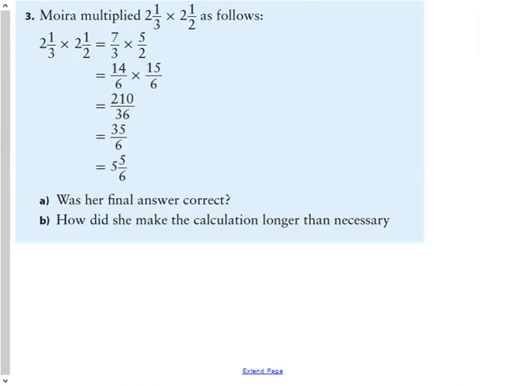Question 3 says, Maura multiplied 2 1/3 by 2.5 as follows. She said, I'm going to change 2 1/3 into 7 over 3. I'm going to change 2.5 to 5 over 2. So far, so good. She did the right things. But here's where things went a little bit askew. She then said, hold on, I'm going to use a common denominator of 6. Now, she doesn't need to do this, but it doesn't really affect the answer. We'll see why in a second.